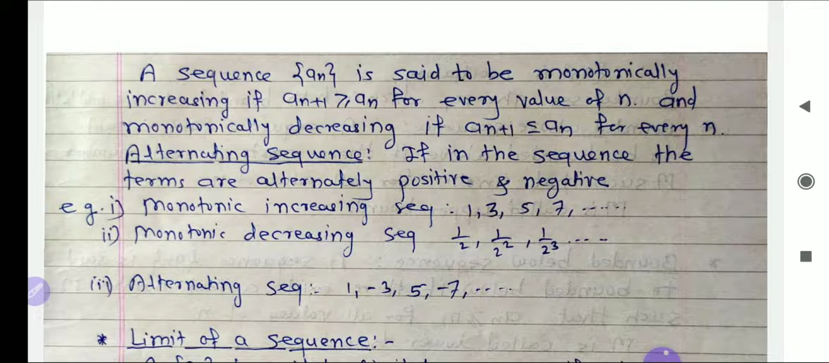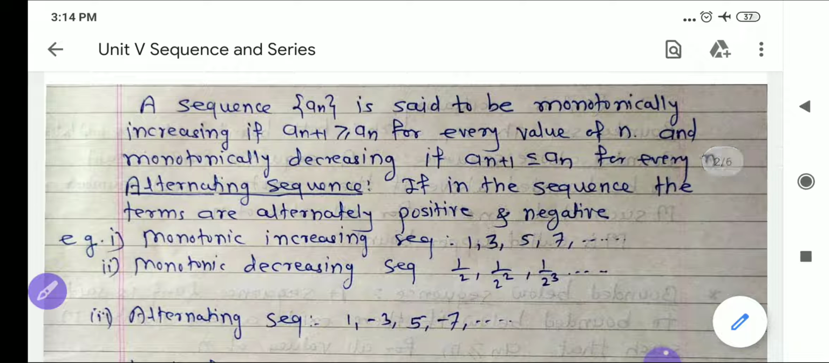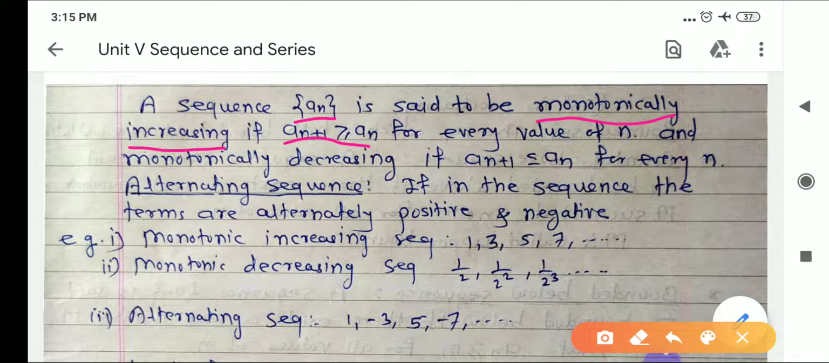Next, in sequences, there are monotonically increasing and monotonically decreasing sequences. The sequence which is monotonically increasing or decreasing is called a monotonic sequence. So what is meant by a monotonically increasing sequence? Suppose a sequence an is given. A sequence an is said to be monotonically increasing if an is less than or equal to an plus 1 for every value of n.